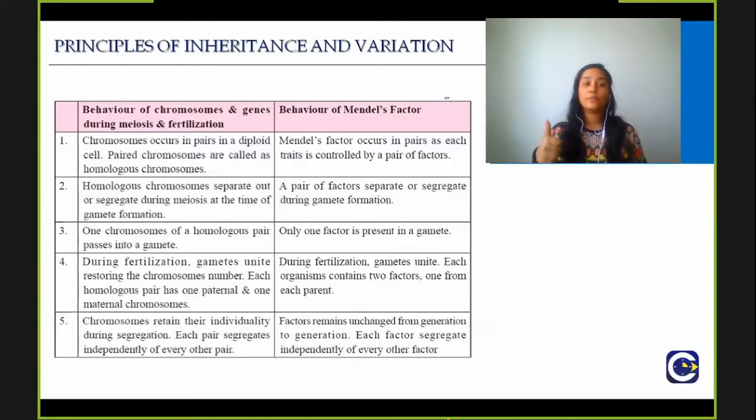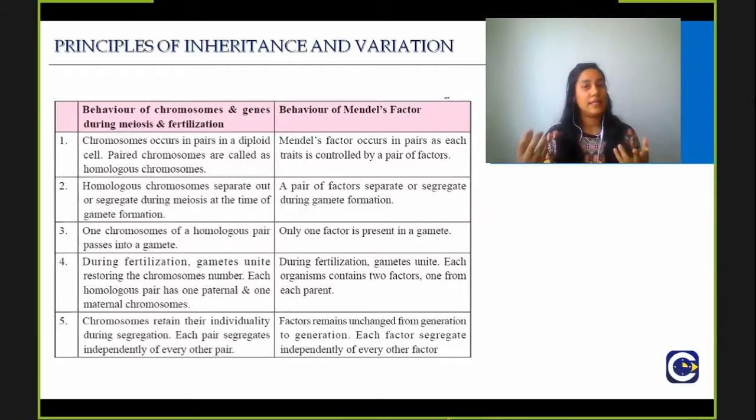So, were you able to understand this table, guys? All those who were able to do the homework, very good. For those who could not find the time, this table is explaining the behavior of chromosomes and genes during meiosis and fertilization, and the behavior of Mendel's factors. And now you know that Mendel's factors were nothing but genes. So both these columns say the same thing, and that is why the chromosomal theory of inheritance was proposed by Sutton and Boveri, that genes are present on chromosomes. Good, so this table was clear, right?